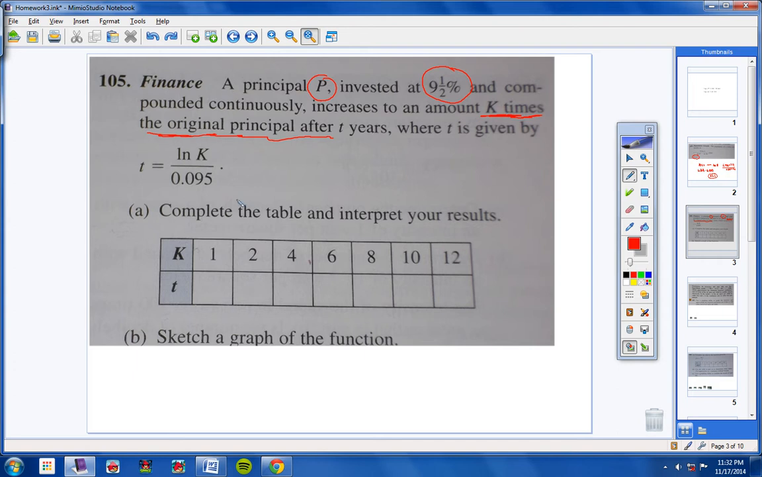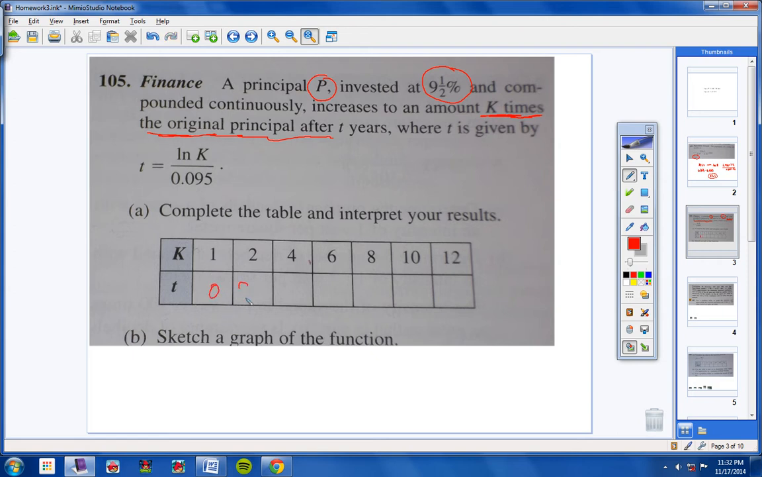Well, guys, I'm not going to take time and walk you through this. Where K is, you put a 1. So natural log of 1, enter, divided by 0.095, enter. And then do that with 2. Natural log of 2, enter, divided by 0.095, enter. And you will get this right here. Let me grab my cheat sheet I have here.